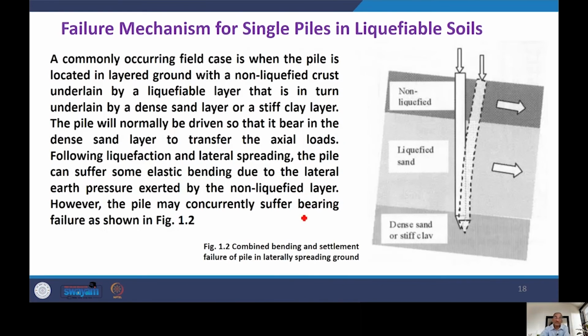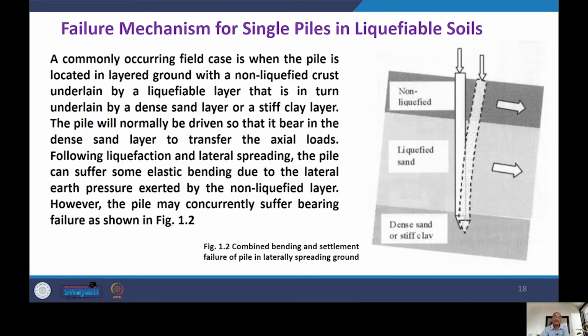What is shown in this figure? You have a non-liquefied layer on the top, which is normally made of clay. Then liquefied sand is there. In many situations, in the top part you have clay or cohesive soil that may not liquefy, but below that you have liquefiable sand. And further down you could have dense sand.